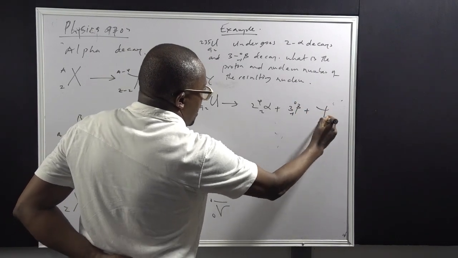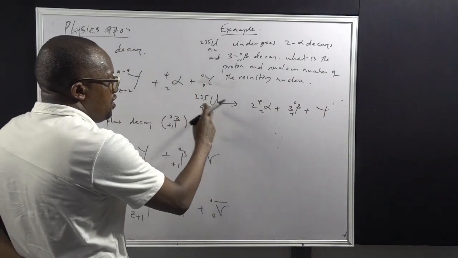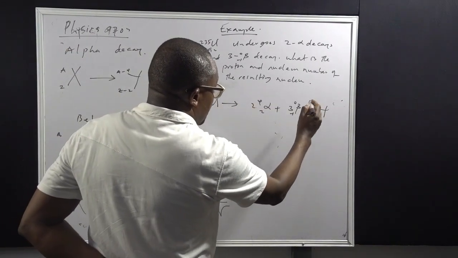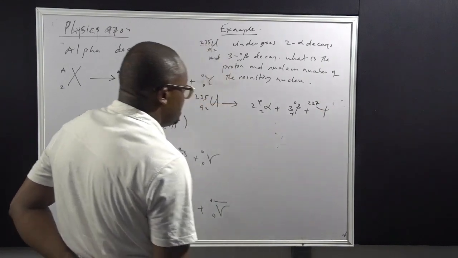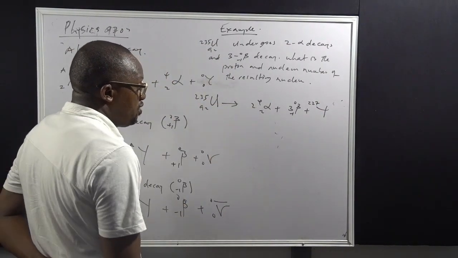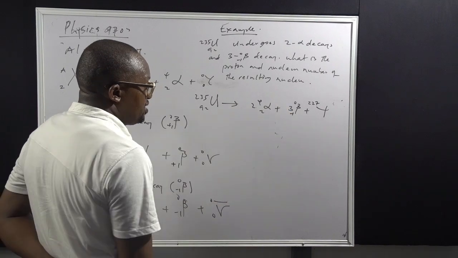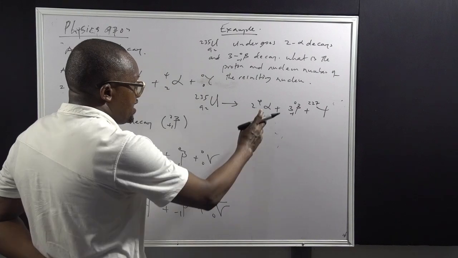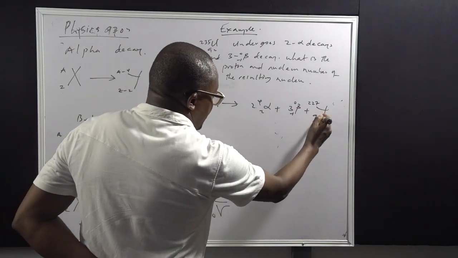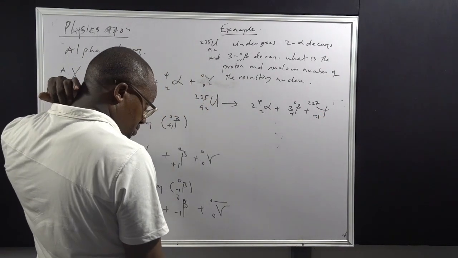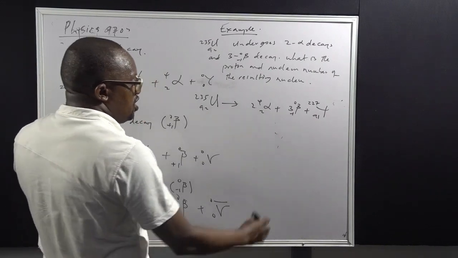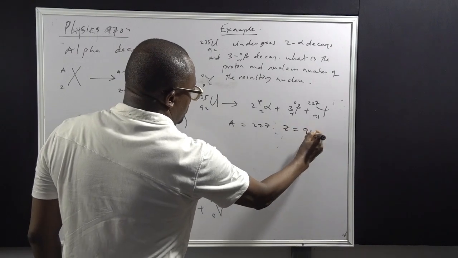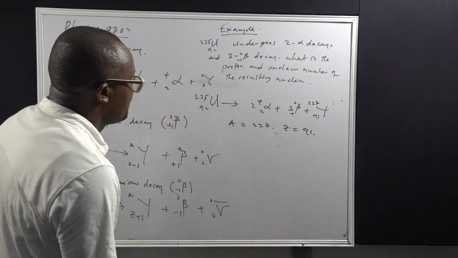So we want to know what Y will be. So I have 2 times 4, 8. So this will give 235 minus 8. That will give you 227. Then I have 2 times 2, 4. 3 times minus 1, minus 3. 4 minus 3 is what? Is 1. So I have 1 here. So this will be 92 plus 1, that is 93. Wait, 92 minus 4 plus 3 gives 91. So the nucleon number of the resulting nucleus is 227, while the proton number is 91. Okay?